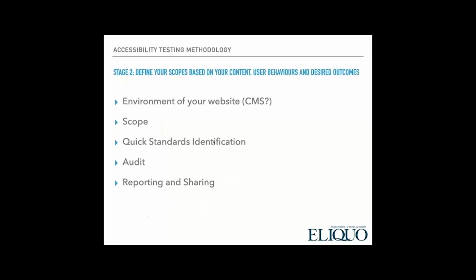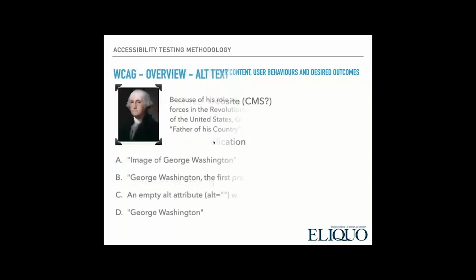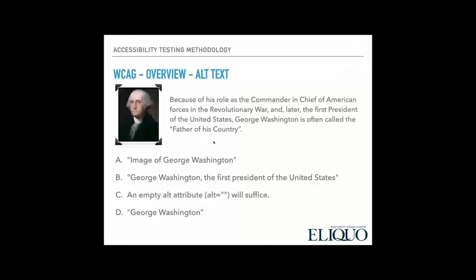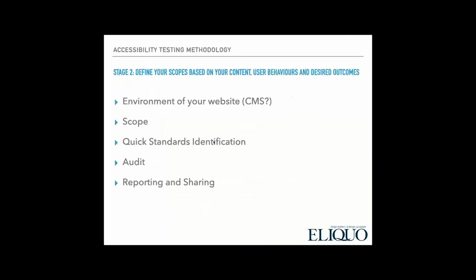So again, just checking if your images have the appropriate alt text. Obviously the answer is D here in this case, right? Just George Washington. That's it. Just looking at whether my images have standards identification, for example alt text, is one way to know, okay, we're on a good path.